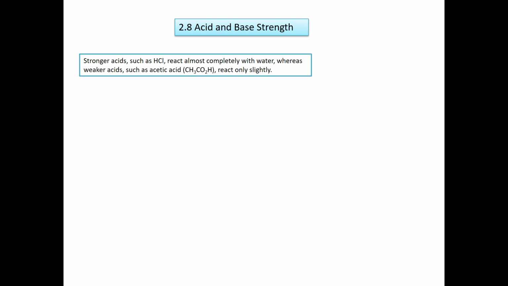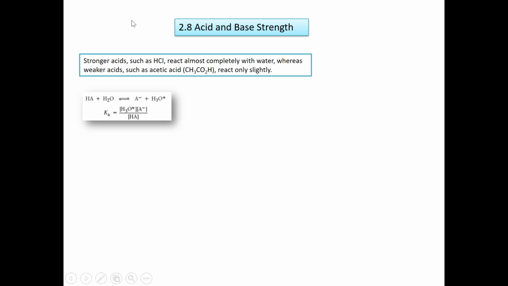The strength of an acid or base depends on its nature. For example, stronger acids like HCl, that I am sure you saw, react almost completely with water. That means hydrochloric acid releases the proton in full, while weak acids, like acetic acid or other organic acids, only react in part. This is controlled by an equation.